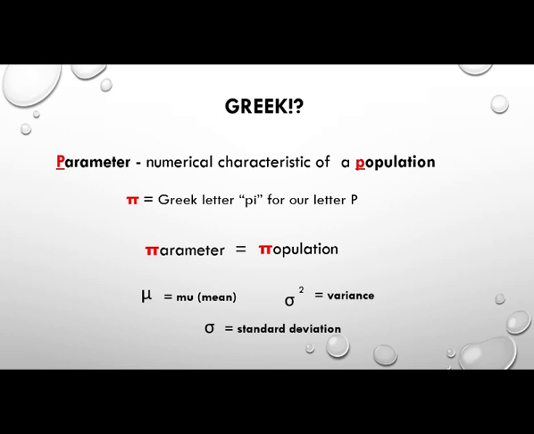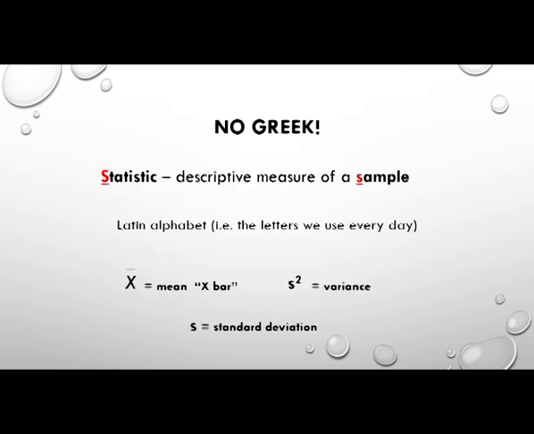All right, down at the bottom, that funky looking backwards y is called mu, and that's the mean. Sigma squared is the variance, and sigma is the standard deviation. You don't need to remember that right now. I'm just giving you examples of Greek letters that represent parameters of a population.